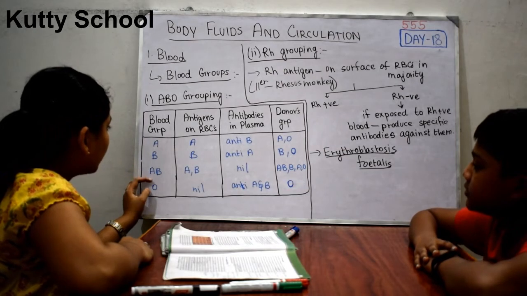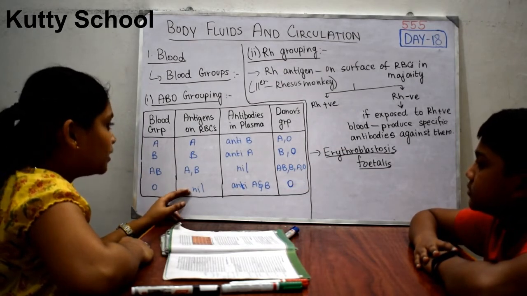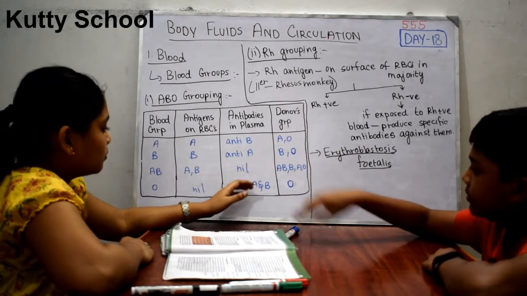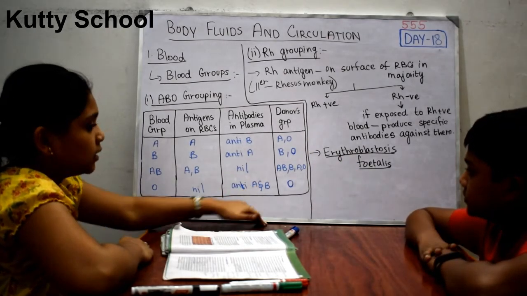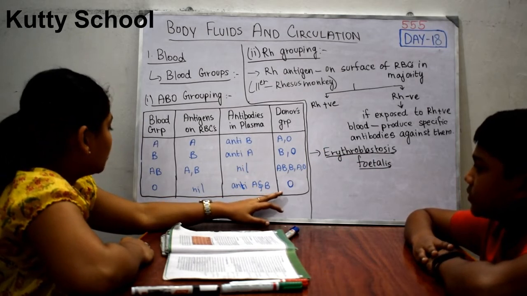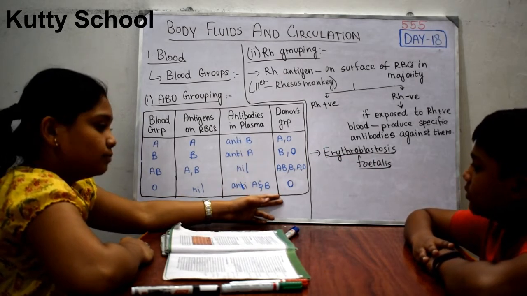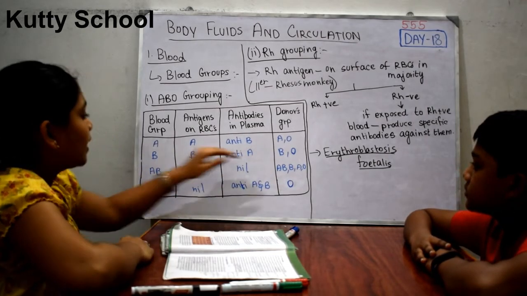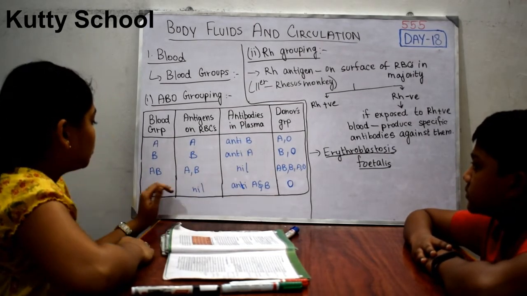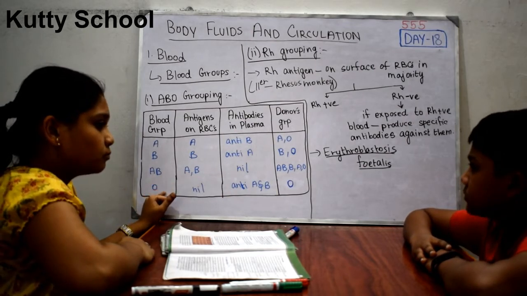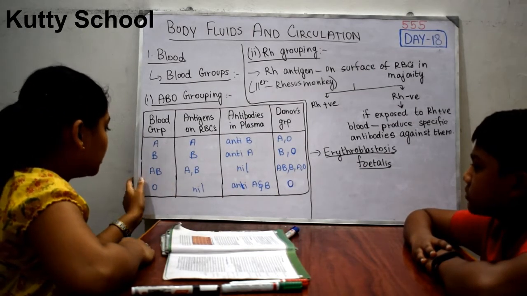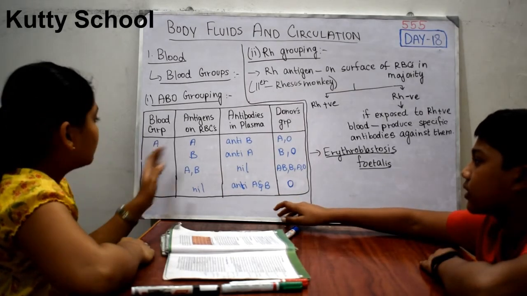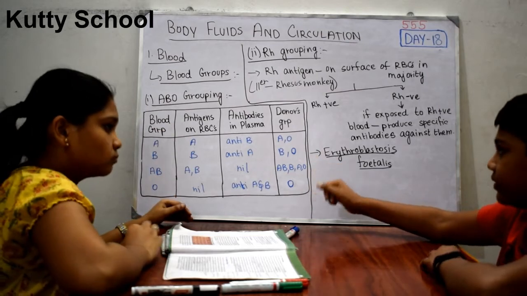The O blood group does not have any antigens on their RBC, and they have both anti-A and anti-B present in the plasma. The donor group which can donate to O is O. Since O blood group can act as a donor for all the blood groups, it is known as the universal donor. AB is the universal recipient, O is the universal donor. Why is it a universal donor? Because it can donate to everyone.